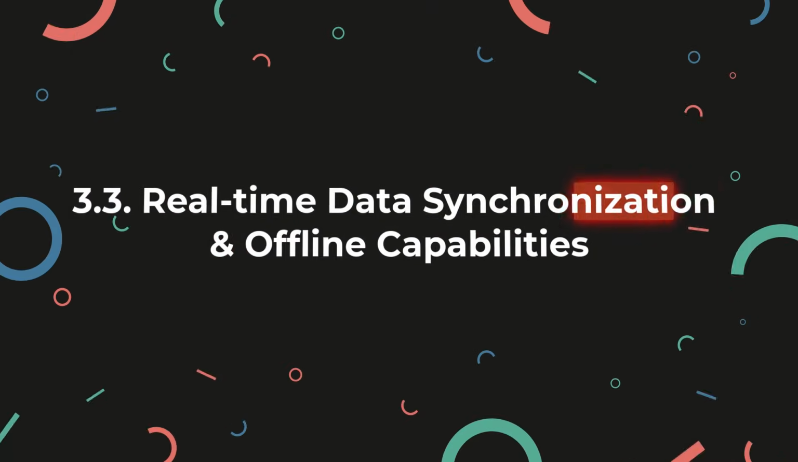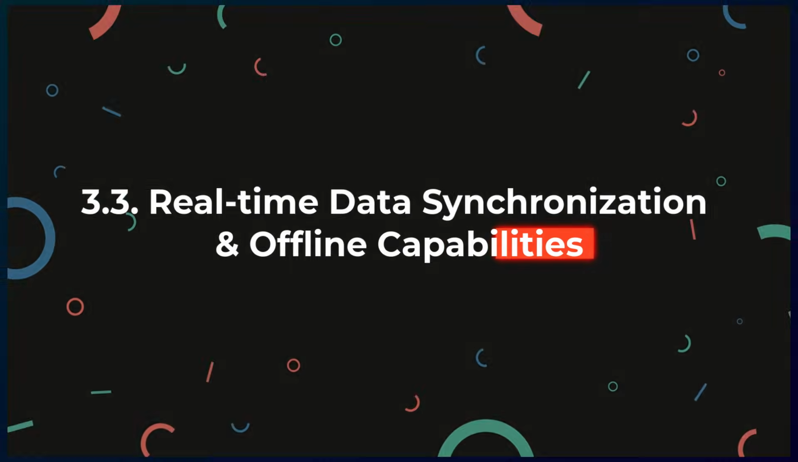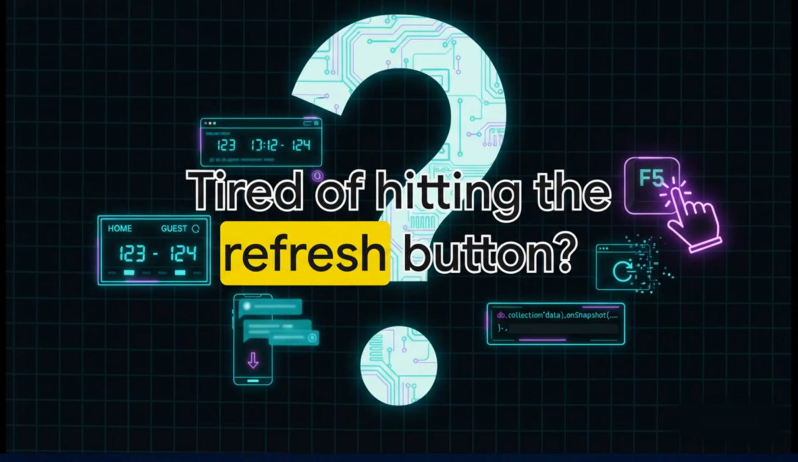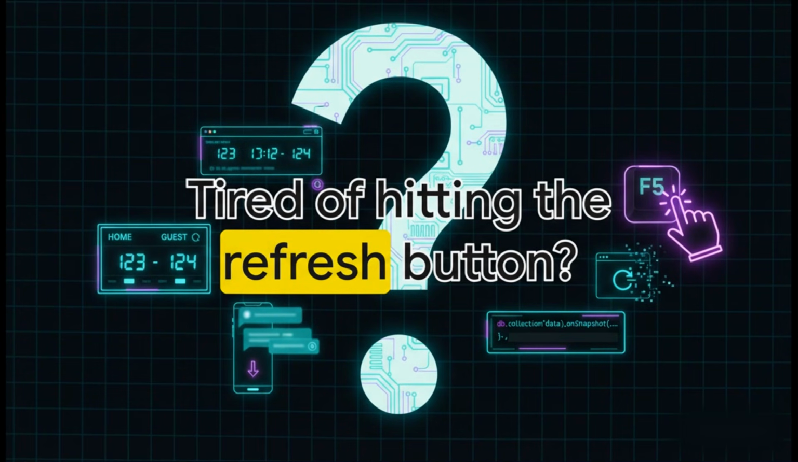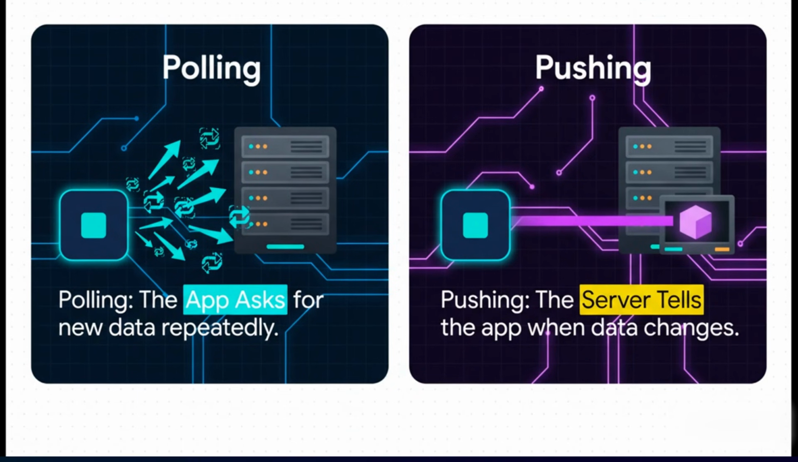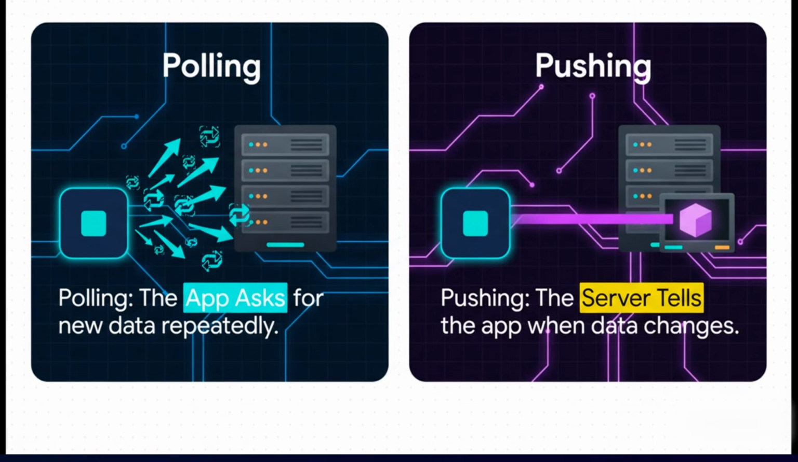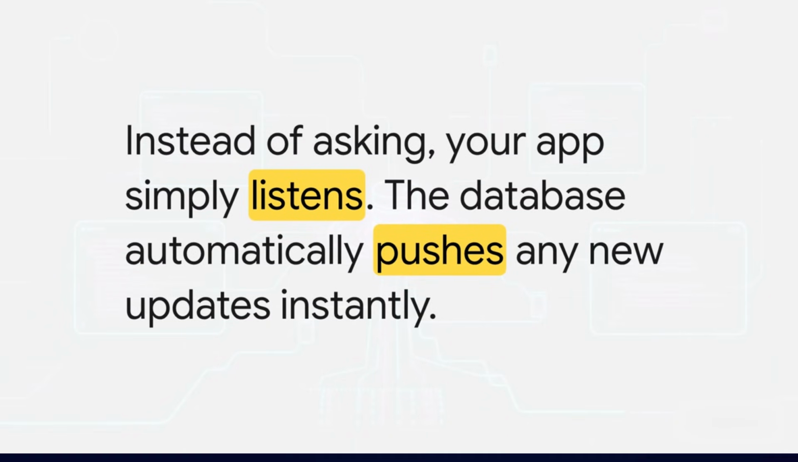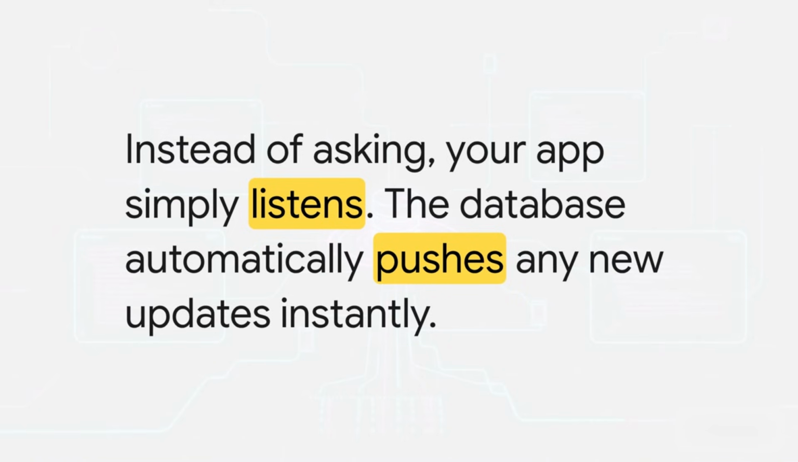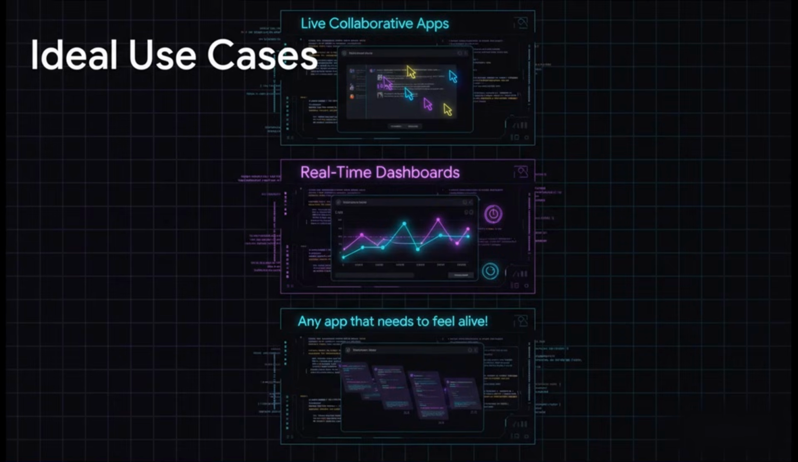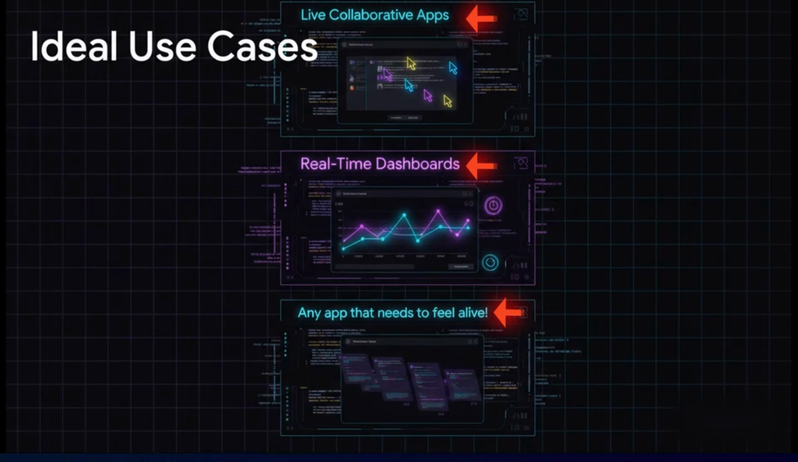Real-time data synchronization and offline capabilities. Real-time listeners. One of Firestore's most powerful features is its real-time data synchronization. By attaching a real-time listener to a document or collection, your application will receive live updates whenever the data changes in the cloud. You don't need to manually check for updates. The database automatically pushes the new data to your application. This is ideal for building collaborative apps or live dashboards.